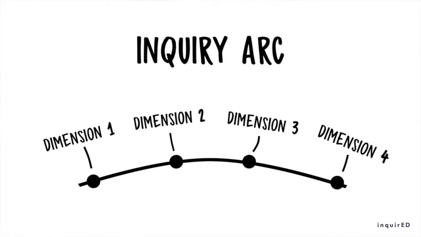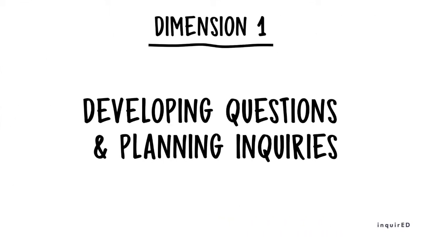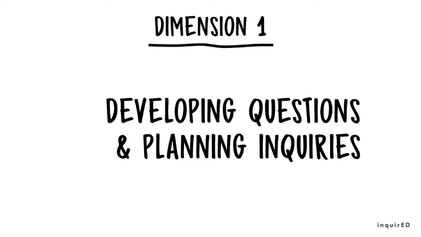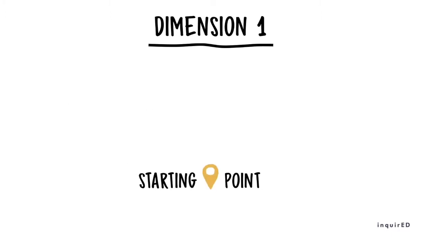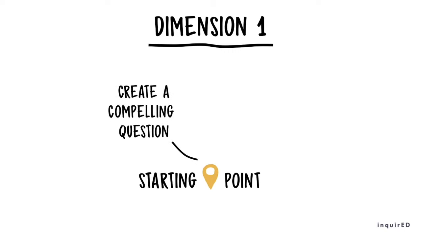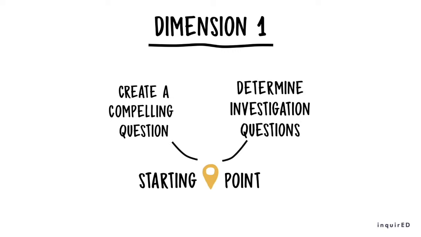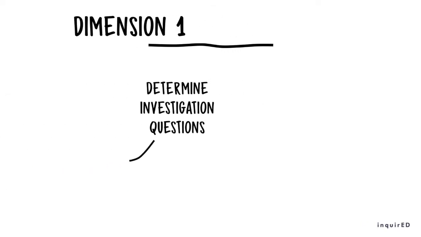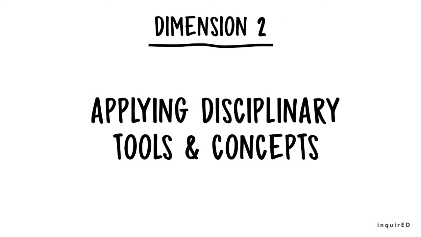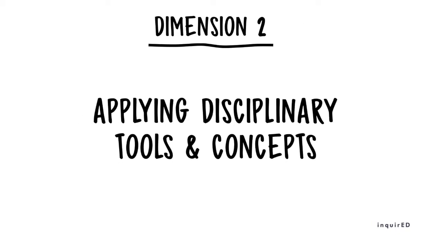It includes 4 dimensions. If you're designing a unit, you'd want to make sure to address each of them. Let's take a quick look at what they involve. Dimension 1, developing questions and planning inquiries. This is the starting point of an inquiry, where we discover or create the compelling question and determine what investigation questions follow from it. Dimension 2, applying disciplinary tools and concepts.